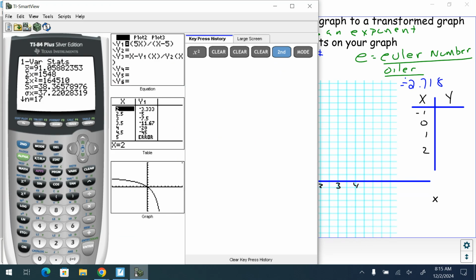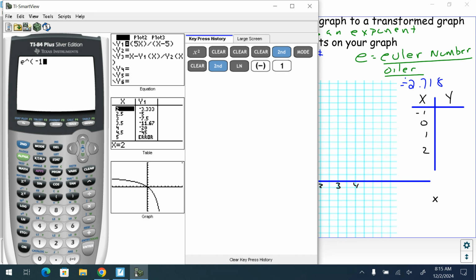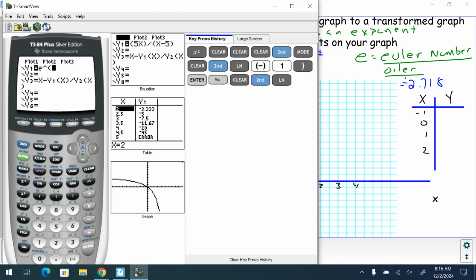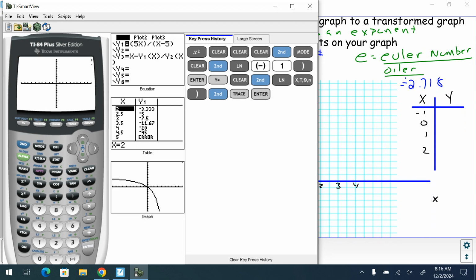Or I could just go, let me clear that out. Second e, it gives me my e function and go -1. And find my value, or if I want to, I can go in my y1 and go, this goes second e to the x, and do my value. This will also give me my e function graph.